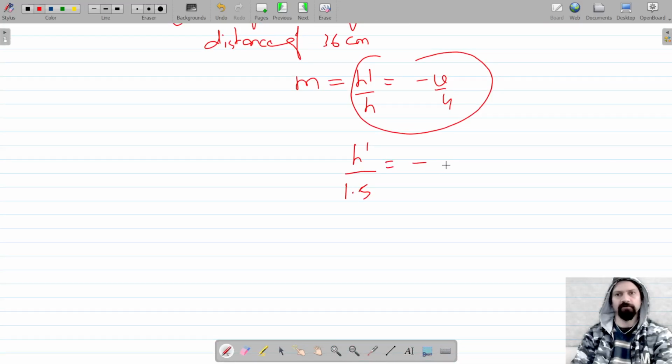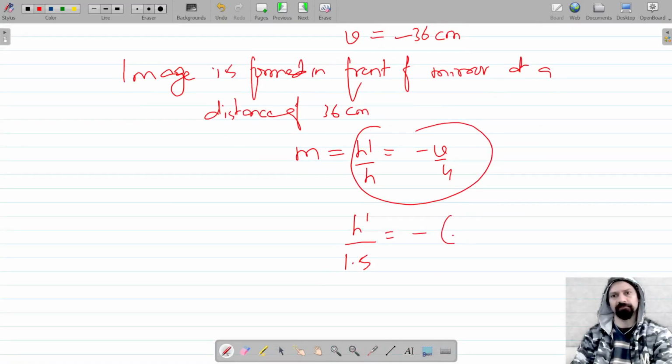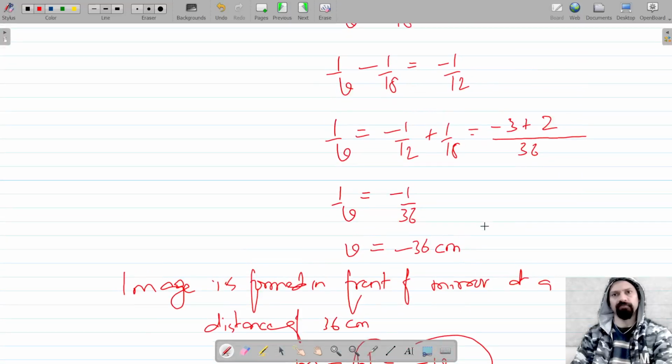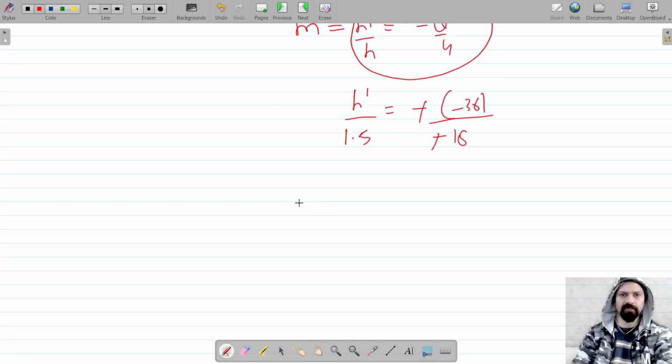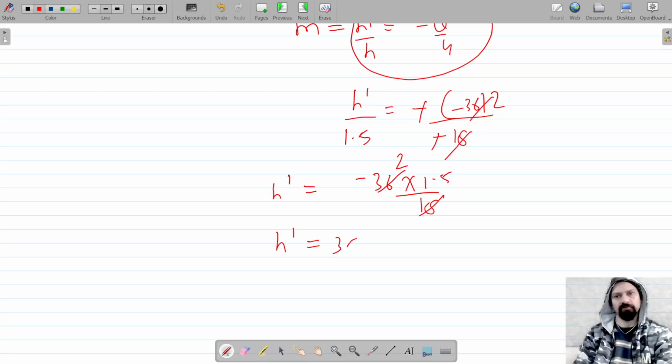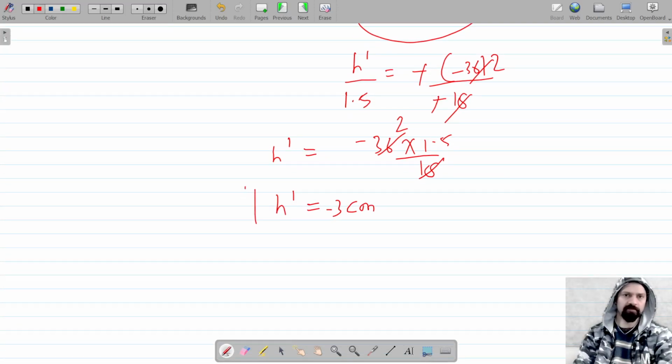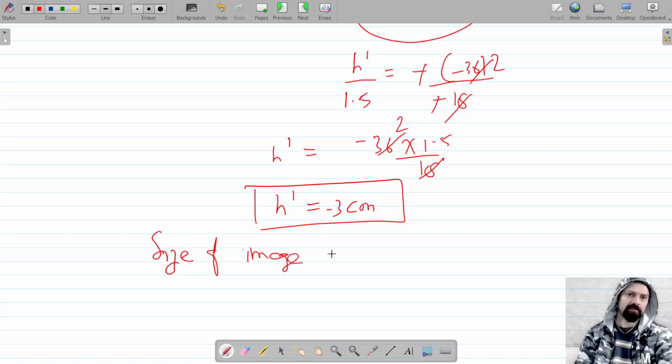So h dash by 1.5 is equal to negative v, which is negative 36, by u, which is negative 18. The negative signs cancel, we still have a negative sign. So h dash is equal to negative 36 into 1.5 by 18, or 18 twos are 36. So h dash is equal to 3 centimeter, which is negative. That shows that the image is inverted and its size is 3 centimeters. So this is the size of the image. So size of image is equal to 3 centimeters.